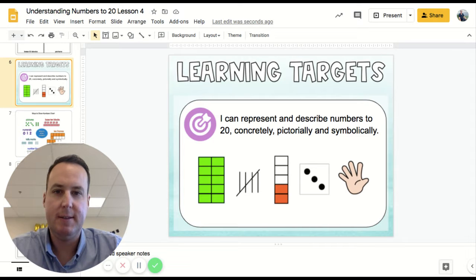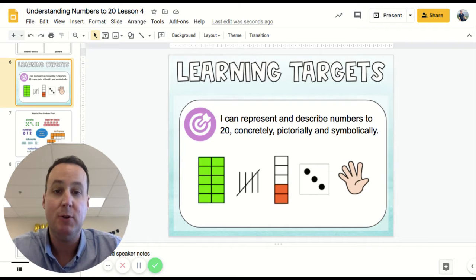Hi, grade ones. Today our learning target is I can represent and describe numbers to 20 in different ways. So we've been working on this outcome for a little while now. So we're going to start to wrap this up. So today I want you to show me everything you've learned over the last few lessons.